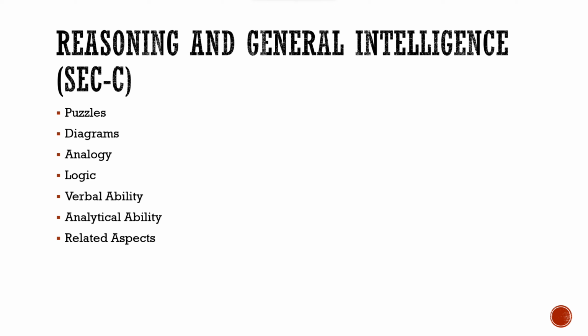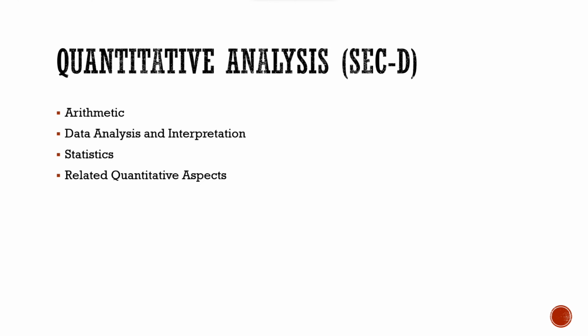Last but not the least, section D, that is quantitative analysis. Quantitative analysis, in this you can see all types of sums. In that, firstly arithmetic, and data analysis and interpretation, and statistics. So lastly, related quantitative aspects that you can see in this section D.